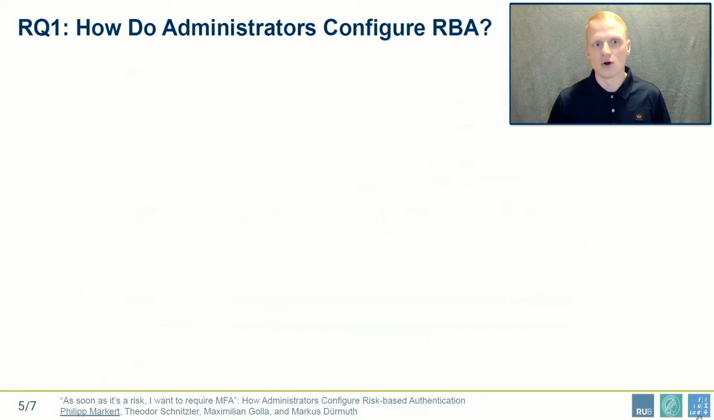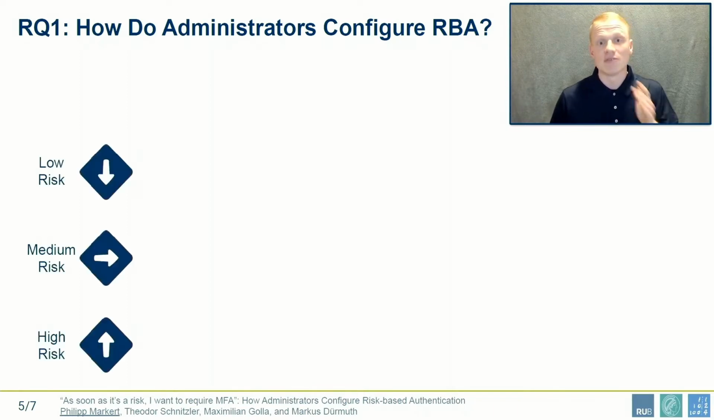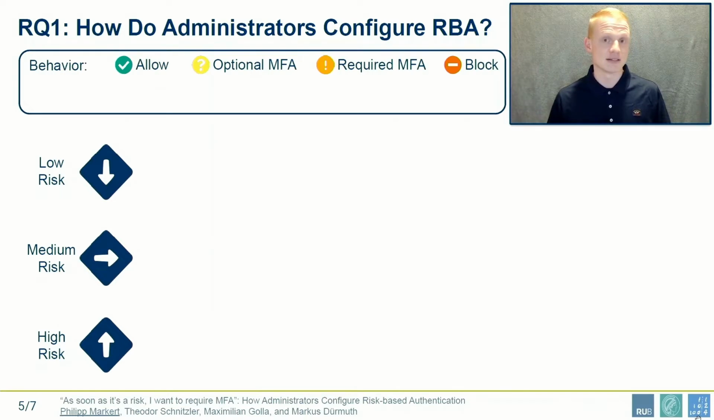Okay, now on to the very first research question. How do administrators configure RBA at all? Again, we have our three risk levels, low, medium and high, and our behaviors that we can choose in response to them. So the allow, optional, require MFA and the block.